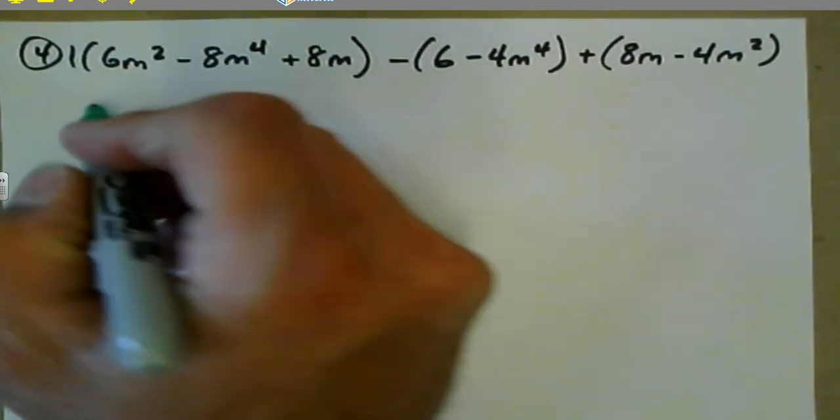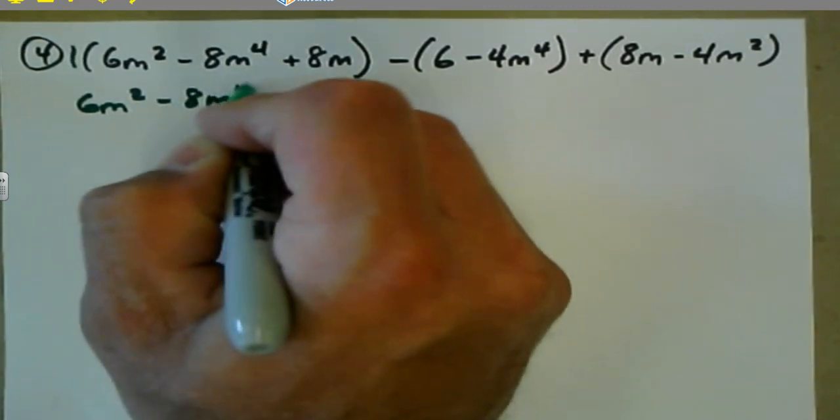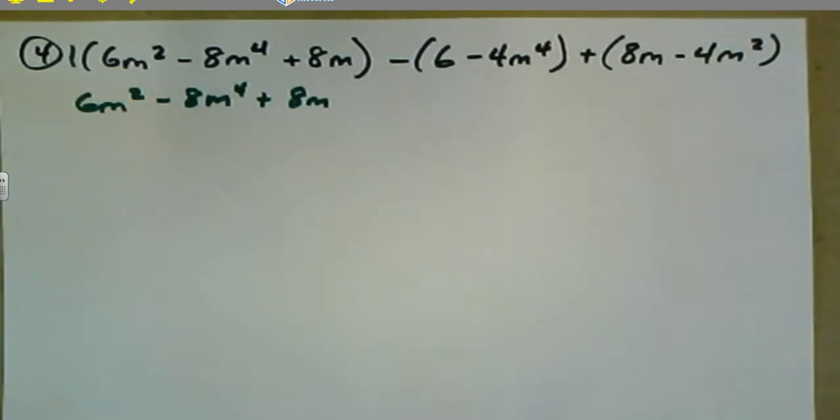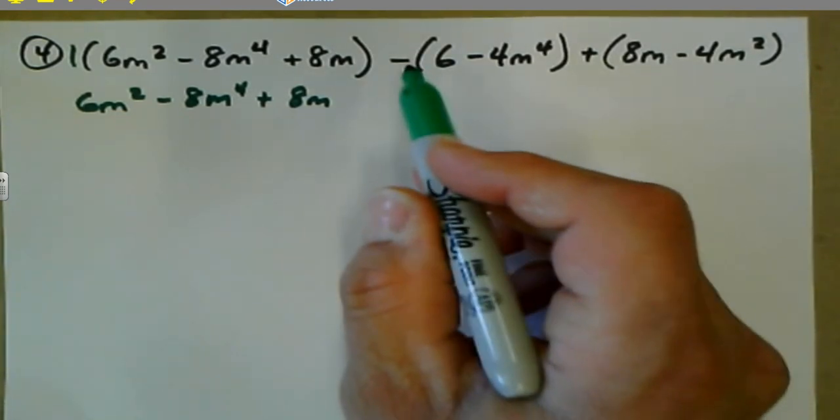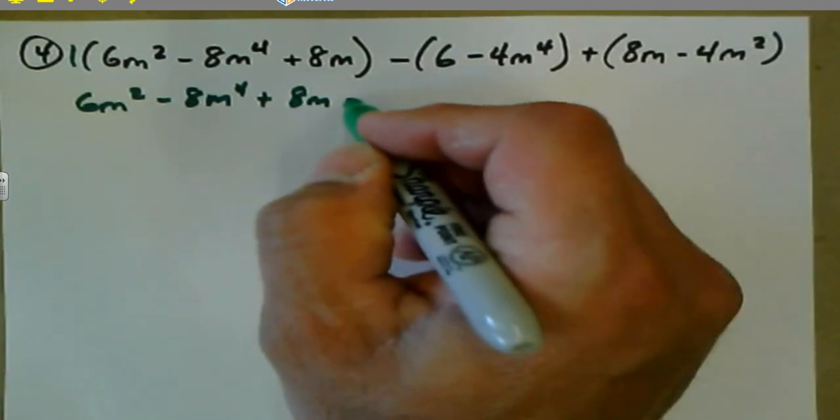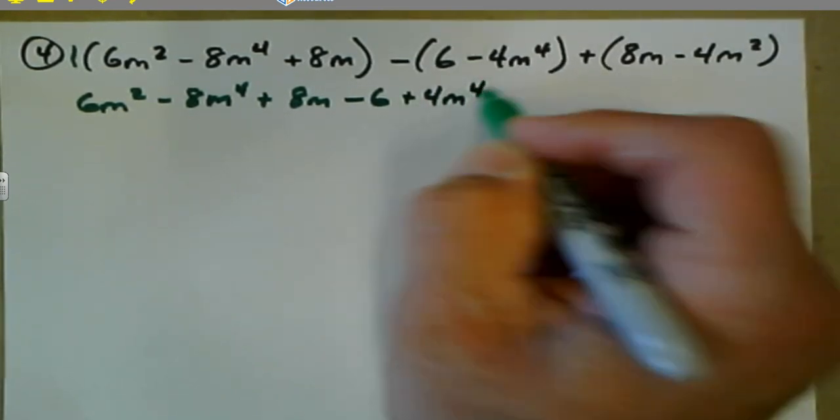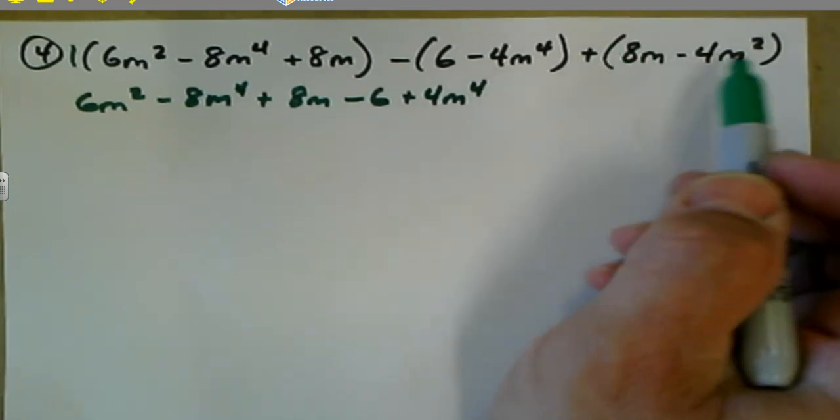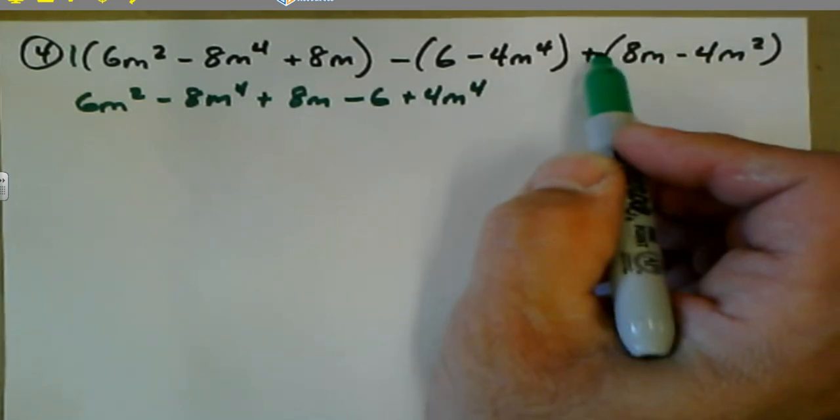All right, once again, there's a 1 out here, so I don't need to change anything. 6m to the second power minus 8m to the fourth power plus 8m, and you could leave that to the first power, whatever you want. Nothing we needed to change there because it's a 1. This one is a negative 1. Does everybody see that? Each one of these needs to change. That 6 is going to become negative 6. That 4 is going to become positive 4m to the fourth. Make sure that you change that first one. Do we need to change anything in this one? No, it's a positive 1.